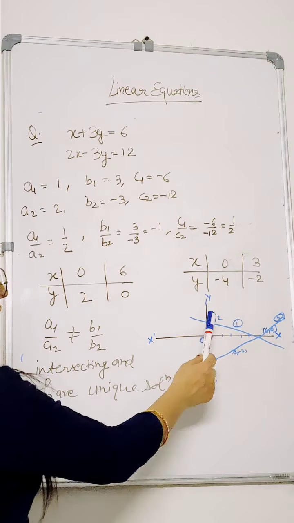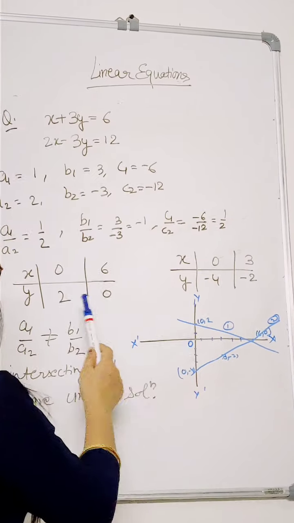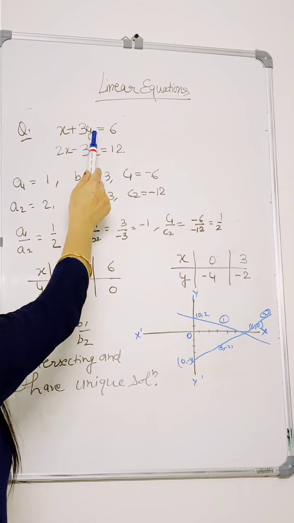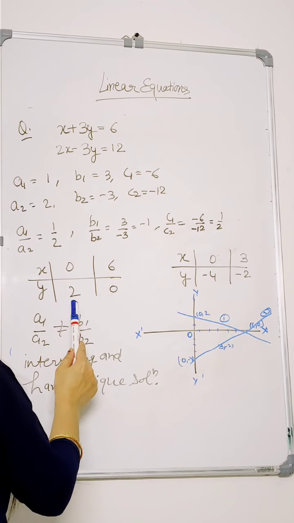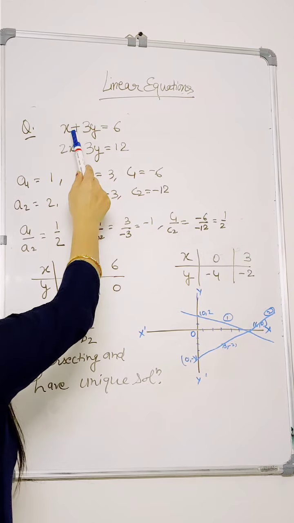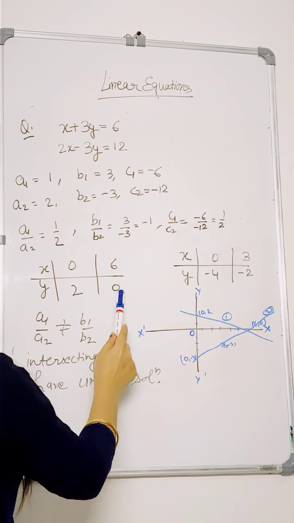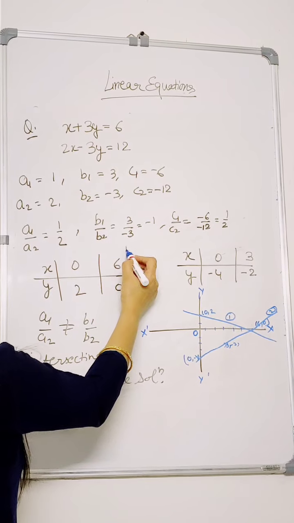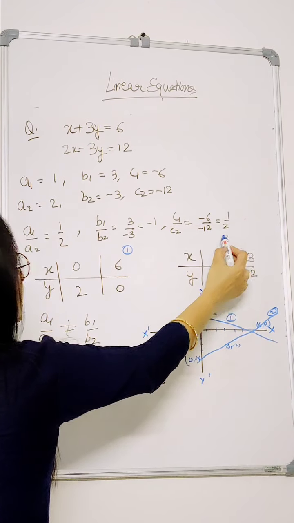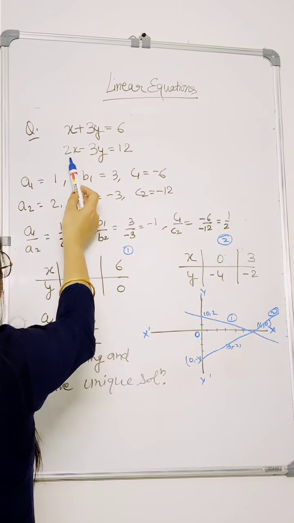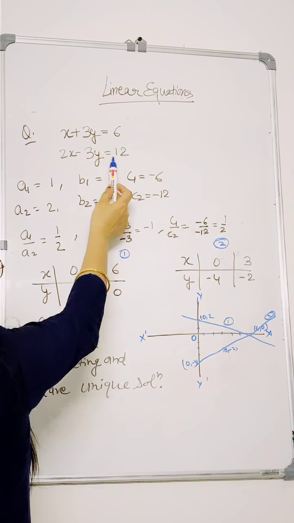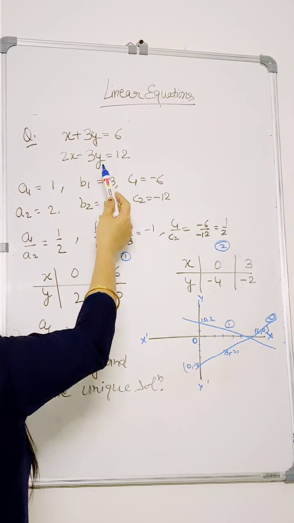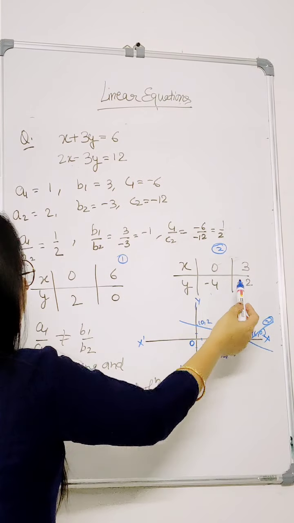In the graphical method we see that if we plot points, at x is equal to 0, we find the value of y is equal to 6 upon 3, which is 2. At x is equal to 6, we see that y is equal to 0. This is our data for equation 1. Now for equation 2, if x is equal to 0, y is equal to 12 upon minus 3, which is minus 4. And at x is equal to 3, we see that y is equal to minus 2.